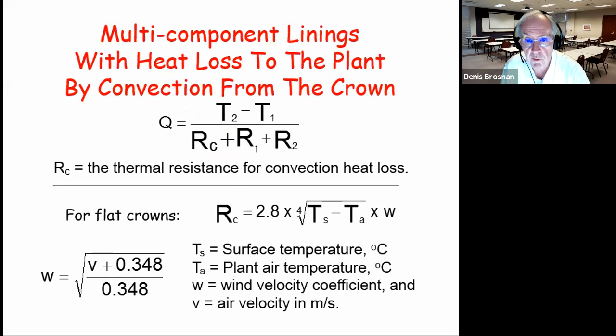So you can take this pretty far if you have a multi-component lining with heat loss through two components, an R1 and an R2 resistance, plus an R of convection. You can calculate the R of convection in different ways. So we can calculate the total heat loss in macroscopic form using an equation of that nature.